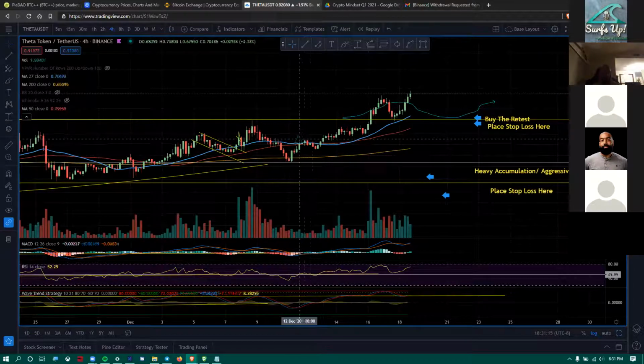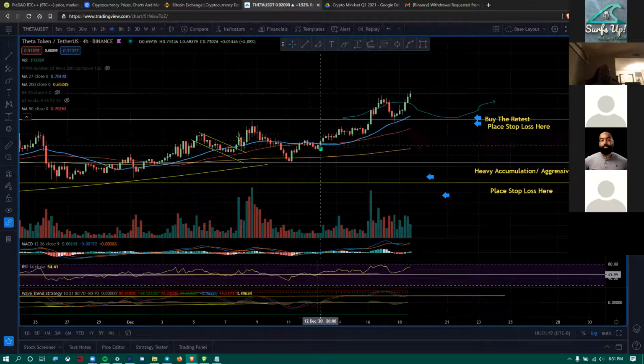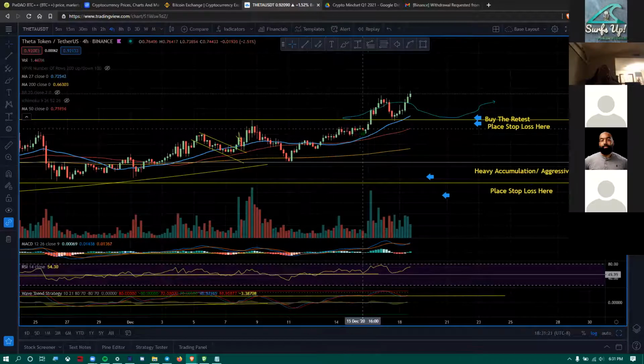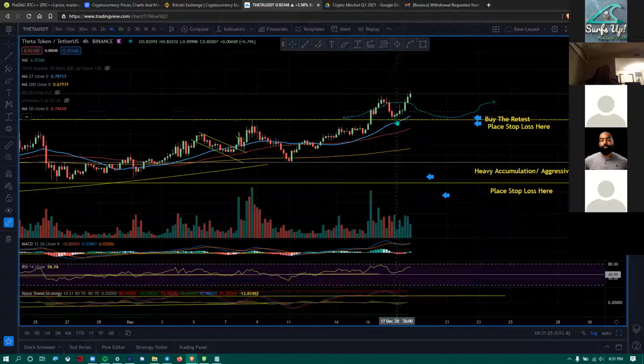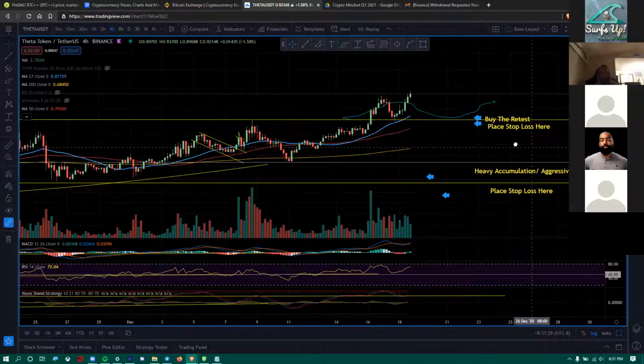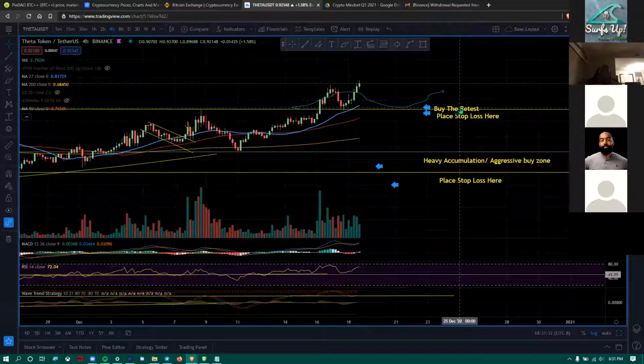So if I would have entered here, I would have entered conservatively and dollar cost averaged in. As soon as I saw it break here and retest, I would have gone big here. I mean, I haven't written it out right here. You know what I mean?